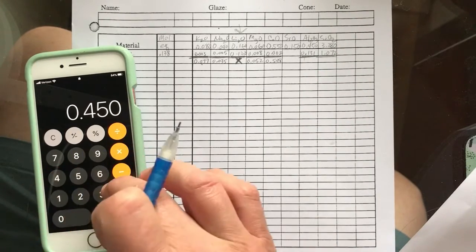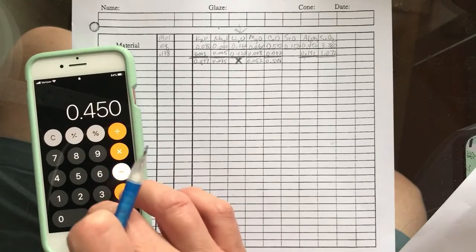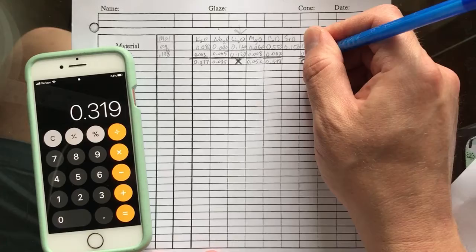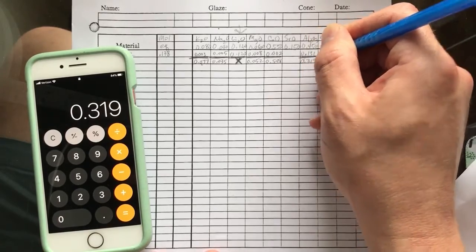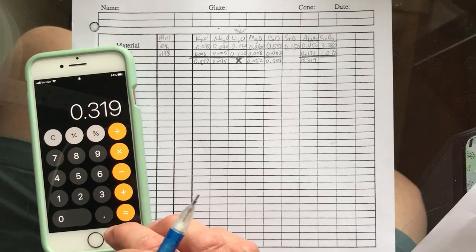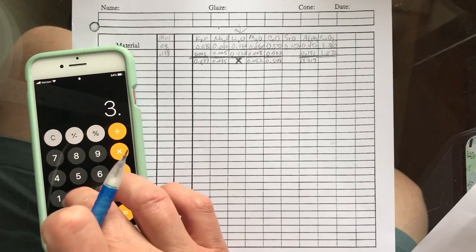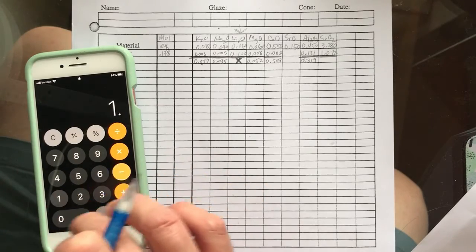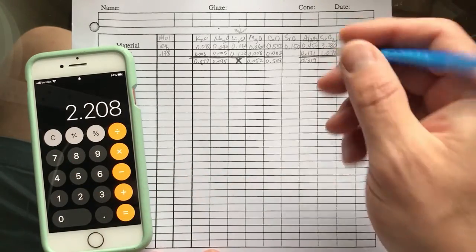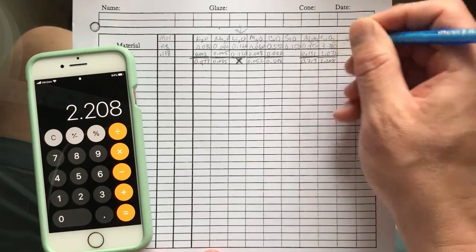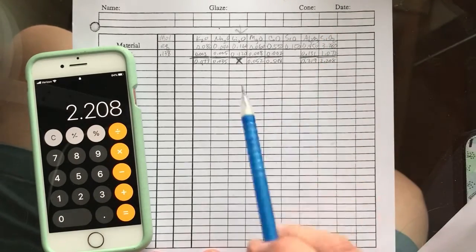0.450 minus 0.131 is 0.319, and then 3.280 minus 1.072 is 2.208. Okay, great. So we've taken care of lithium.